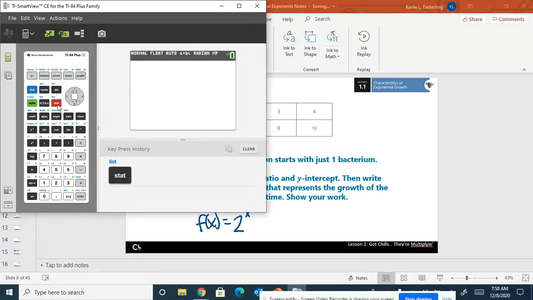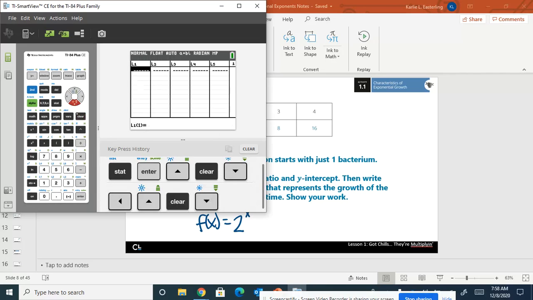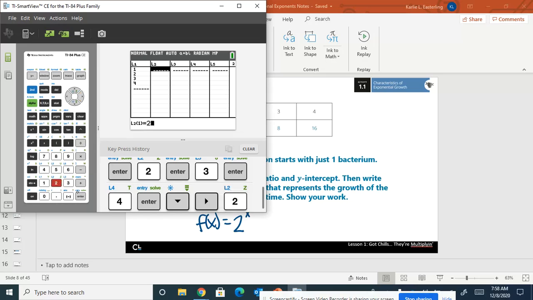I know that because I know my exponent rules, but let's say that was something you were struggling with. You could come over here to Stat, click Edit, and do the exact same thing that we did for the quadratic regressions, except this was 1, 2, 3, 4. And this was 2, 4, 8, 16.